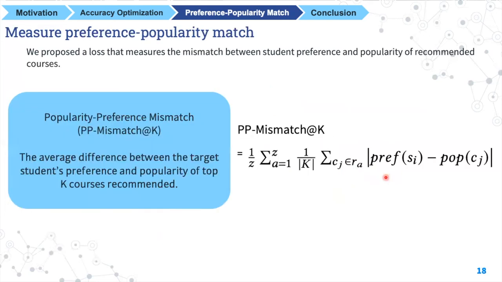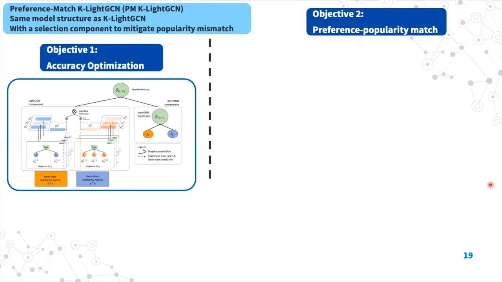Now let me introduce how we measure preference popularity match performance with our own proposed popularity preference mismatch at K metric. This metric computes the average difference between the target student's preference and popularity of top K courses recommended. We propose Preference Match K-LightGCN, or PM K-LightGCN in short, as our multi-objective course recommender.